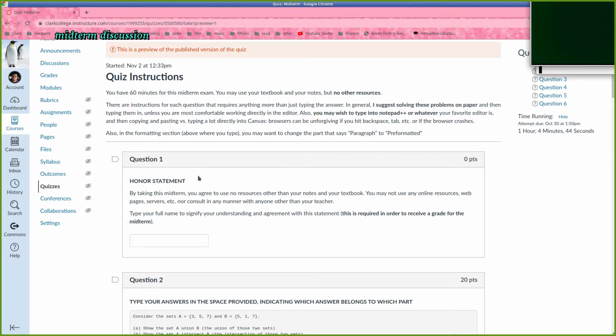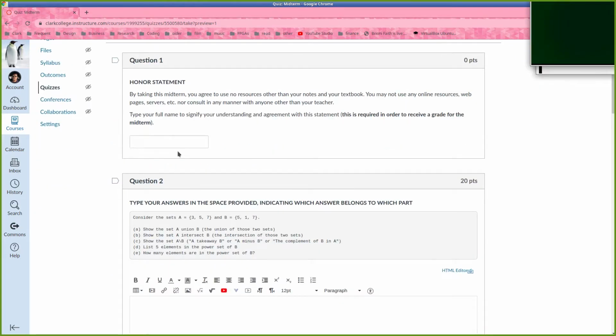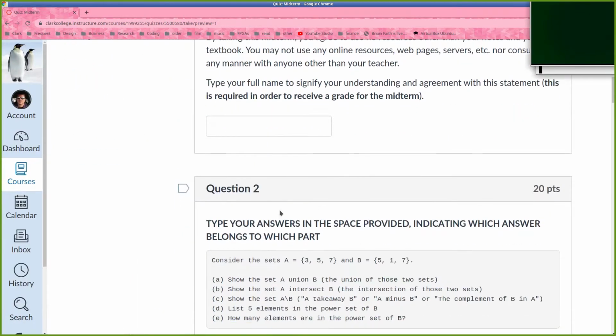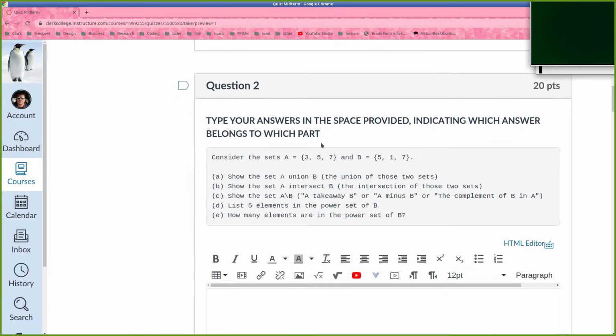All right, so honor statement, everybody got correct, and got their 0 points for that. So question 2 was the set theory question. Pair of sets A and B, and you had to do the union, intersection, complement, list 5 elements in the power set, and tell me how many elements are in the power set.